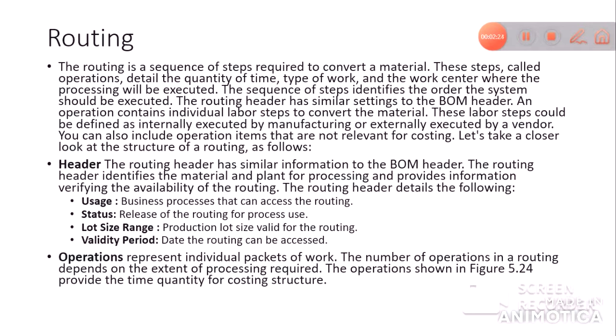Header. The routing header has similar information to the BOM header. The routing header identifies the material and plant for processing and provides information verifying the availability of the routing. The routing header details the following: usage, the business process that can access the routing; status, release of the routing for process use; lot size range, production lot size valid for the routing; validity period, date the routing can be accessed.